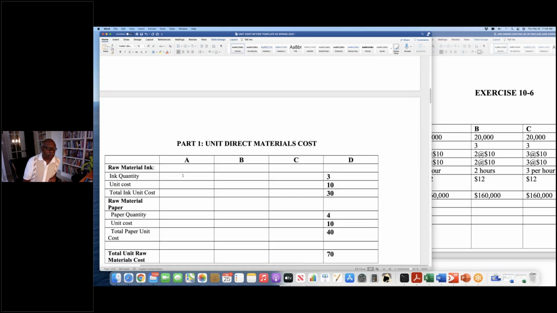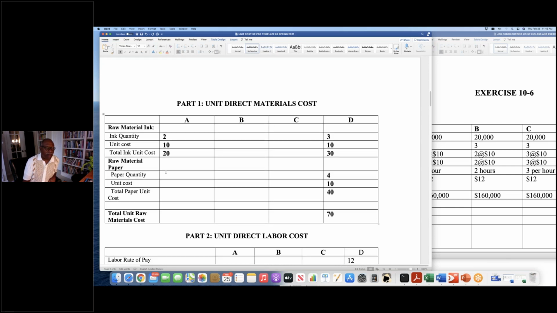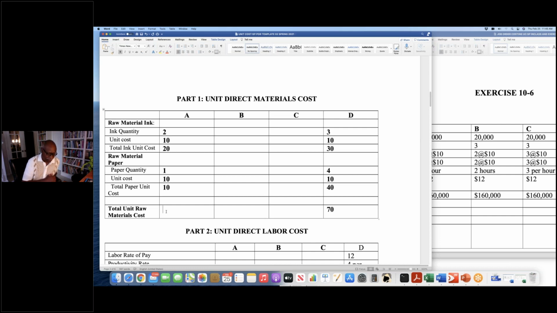How much ink do we have? 1. What's the unit cost of the ink? No, we have 2. My apologies. We have 2 ink, and the unit rate is 10. So therefore, the total cost is 20. What about for the paper? We only have 1 ream of paper. Cost? 10. So what is our total raw materials cost on product A? 30. We're going to do the 30.